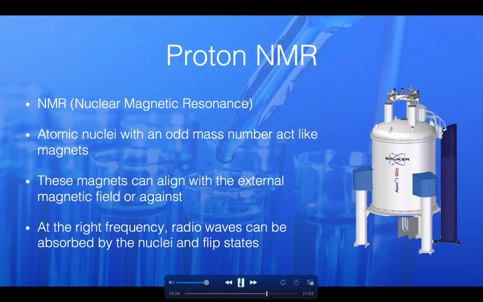At the right frequency, radio waves can be absorbed by the nuclei and it can flip states. This is called resonance. A detector in the NMR machine can measure the frequency and intensity of the waves which are absorbed. This data is then plotted on a spectrum.